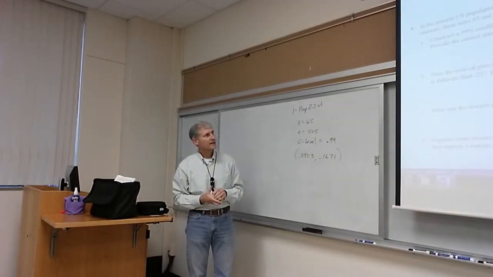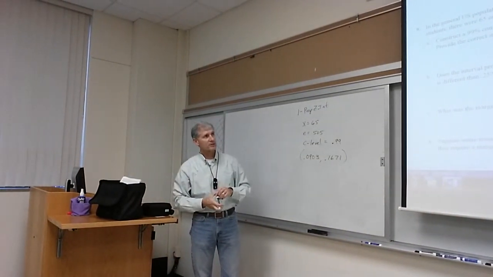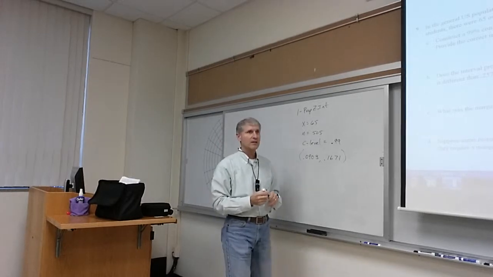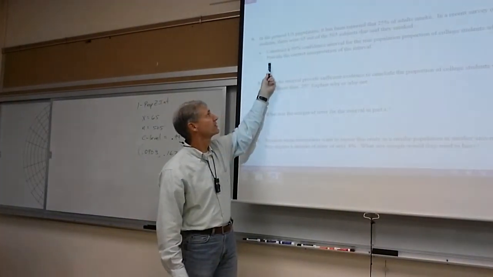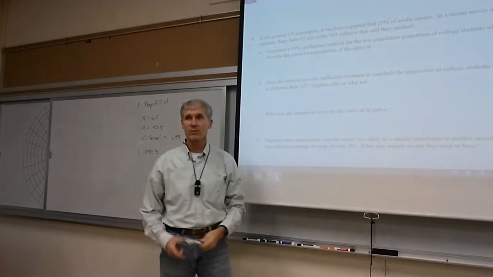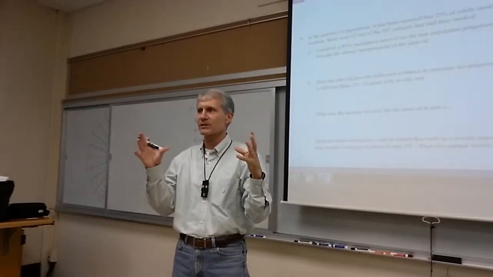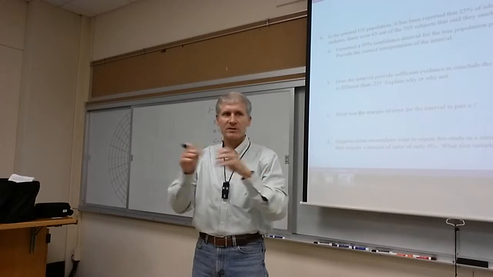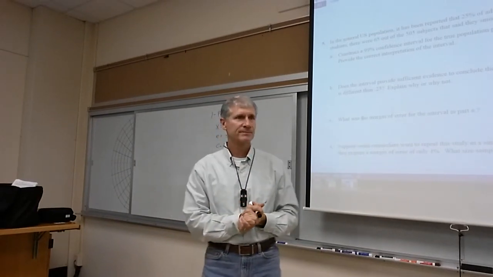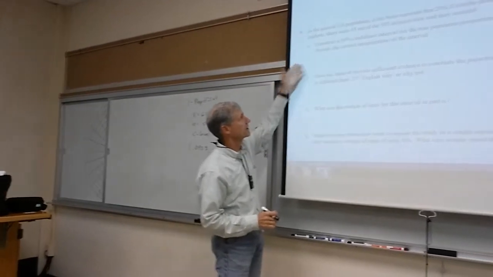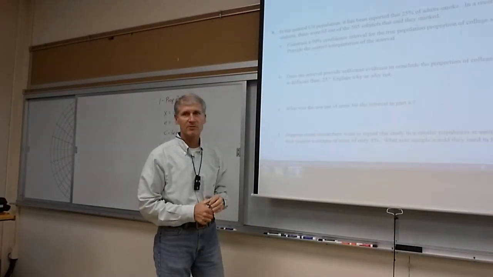Okay? Now it says, provide the correct interpretation of the interval. Your test will be like this. It'll say to do the interval, and then it'll say provide the correct interpretation. And there will be some people that don't read the whole question. And they just give me the numbers, and they don't say what it means. So you miss points if you do that. Right? This problem might be worth 8 points, and you missed 3 because you didn't give an interpretation of it.